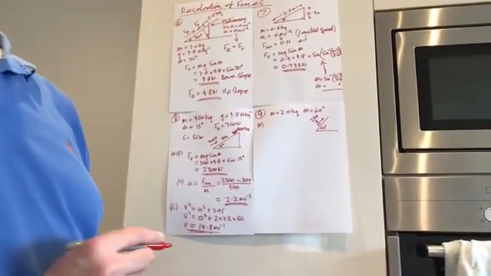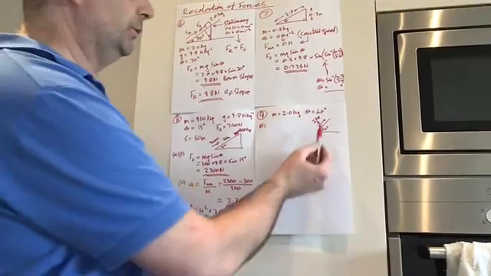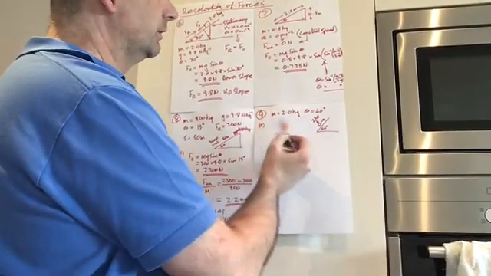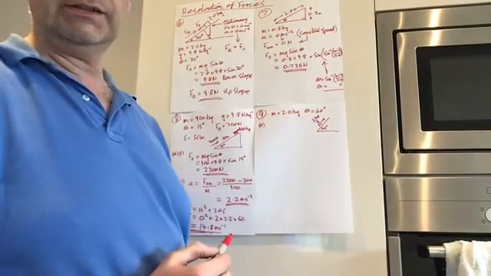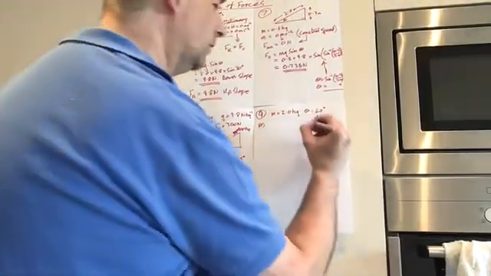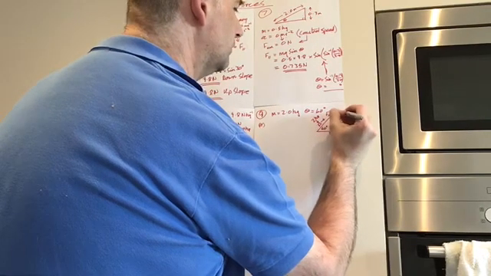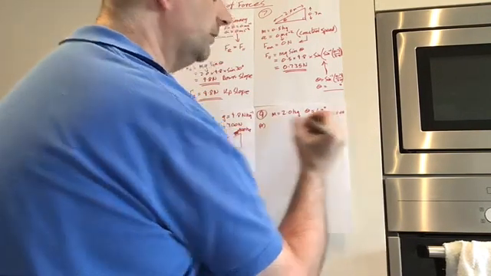Resolution of forces number 9. We have a 2 kilogram object which a student pushes up a slope at an angle of 60 degrees. There's a frictional force of 1.0 newtons. Fr equals 1.0 newtons. That will be pointing down the slope.